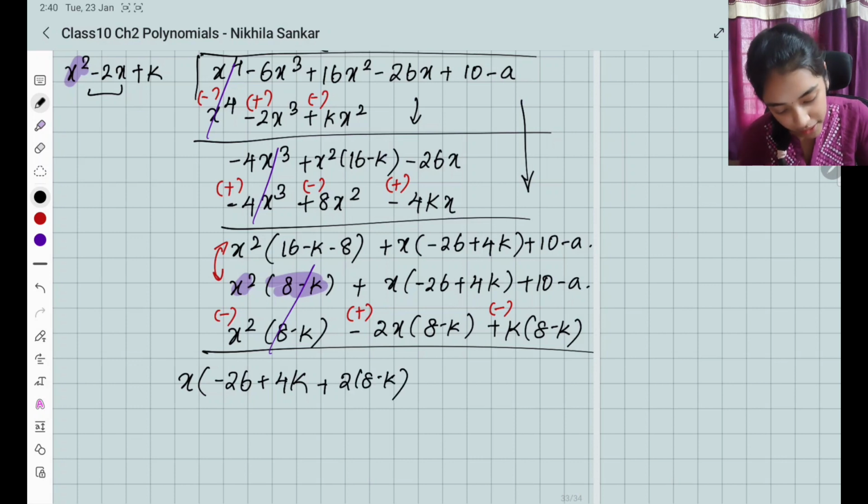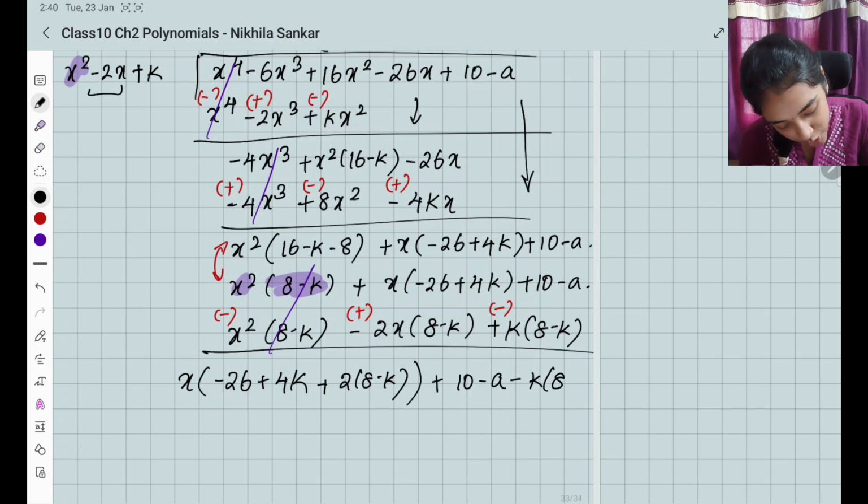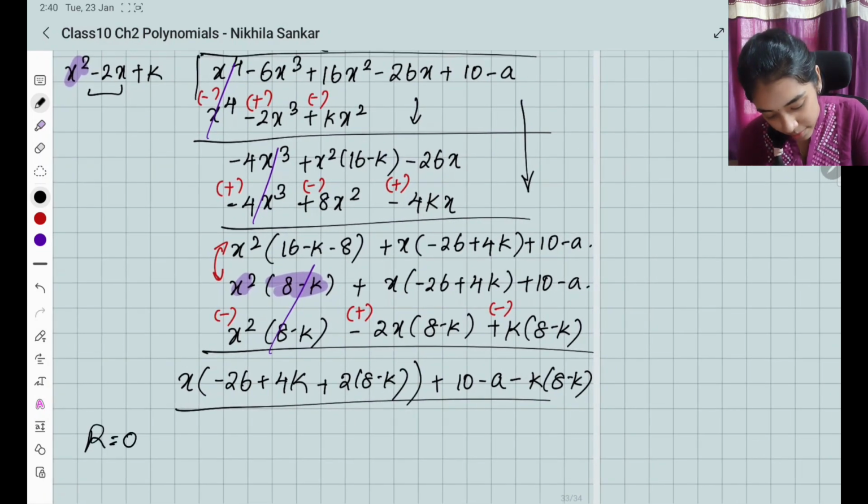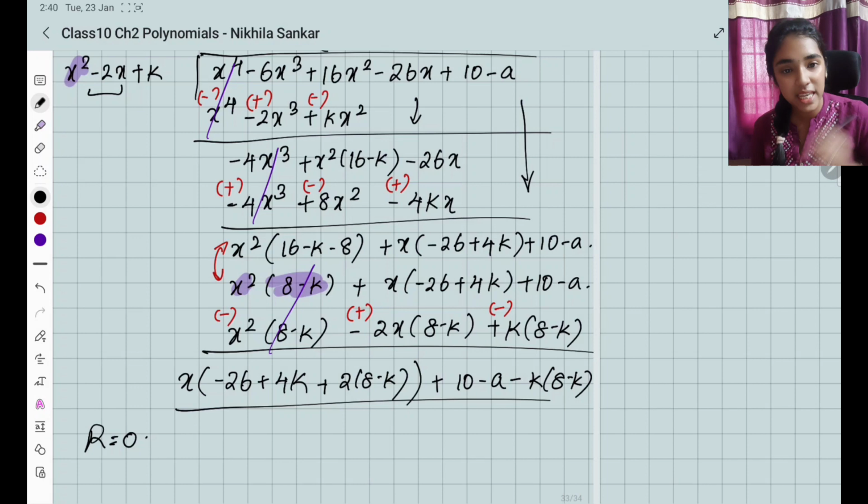Now I multiply this inside. This is going to be the x term, plus the constants, what? 10 minus a minus k into 8 minus k. So this is going to be the remainder. Now what is given in the question? The remainder is already given as 0. So let's equate the remainder that we just got to 0.